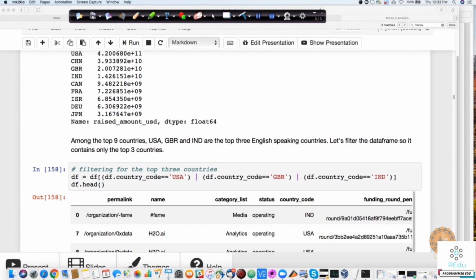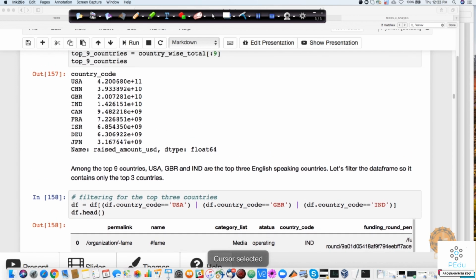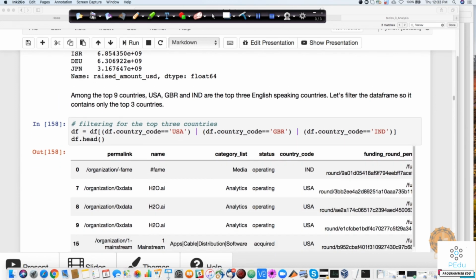But we are interested in only the top three English speaking countries. We are not at all interested in any other type of countries. If you look at the link which I have given you, definitely USA is an English speaking country. But China is not, so China we have to rule out. Then GBR and India are also English speaking countries, so we can take them up. In this case, we will go with these English speaking countries.